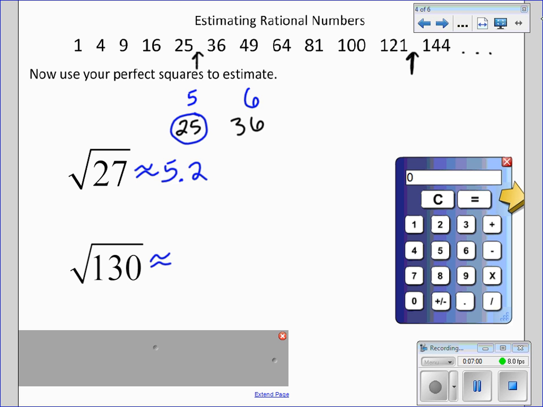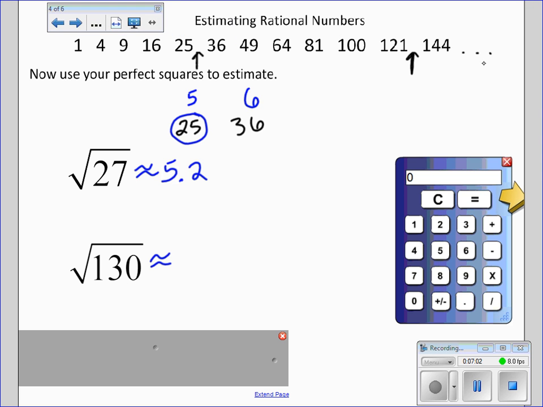The square root of 121 is 11. And the square root of 144 is 12. So we're going to say it's closer to 11 than it is to 12. Okay? But it's still somewhat in the middle, so I'm going to say approximately maybe 11.4.